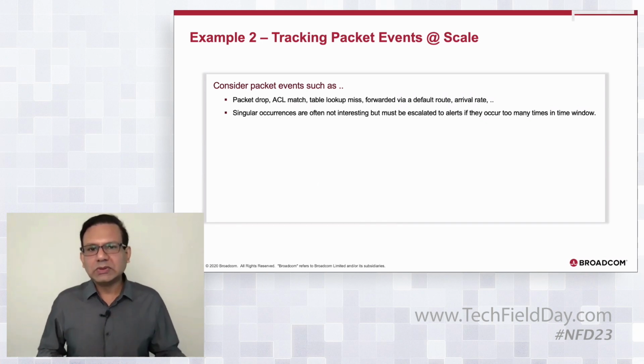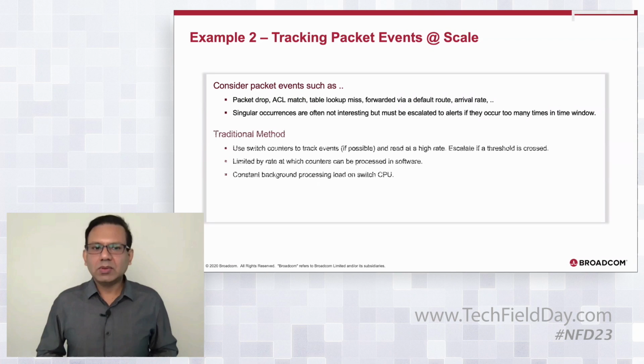Now, when this happens, singular occurrences are often less interesting, because it happened once, I forwarded a packet using a default route. Okay, that's not a big deal. But if it happens too many times, and especially if it happens too many times in a time window, then that might be an alert that needs to be looked at.